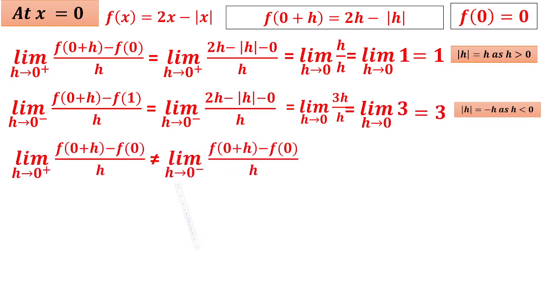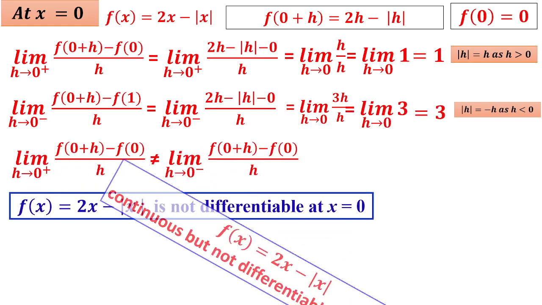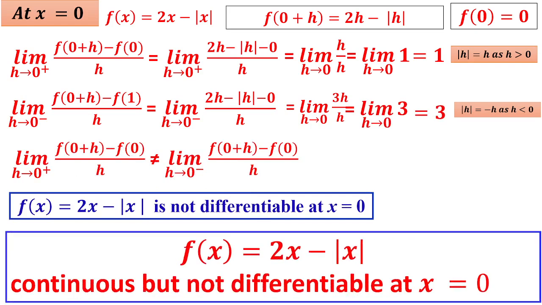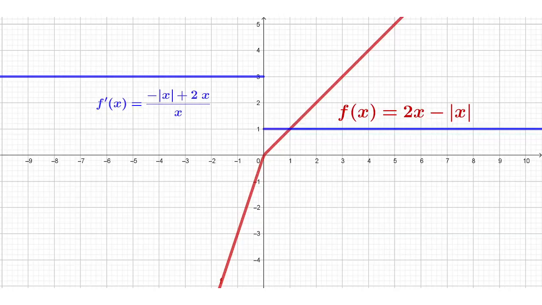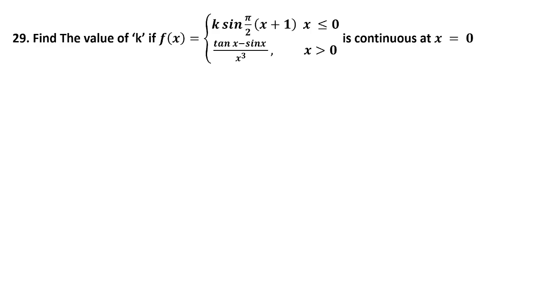Left limit is not equal to right limit. Not differentiable at x is equal to 0. Continuous but not differentiable. Now you are checking over here. Continuity is there, but the derivative is not defined at 0. Therefore, it is not differentiable at 0.